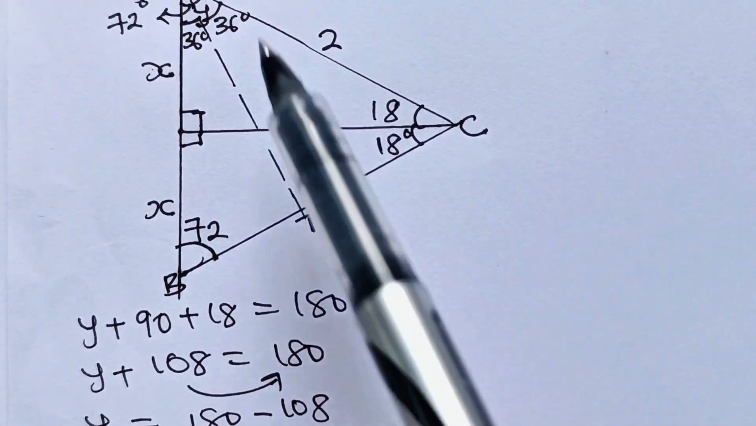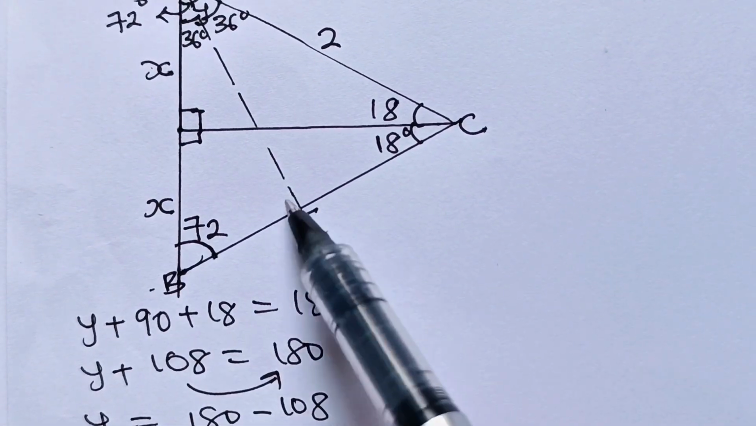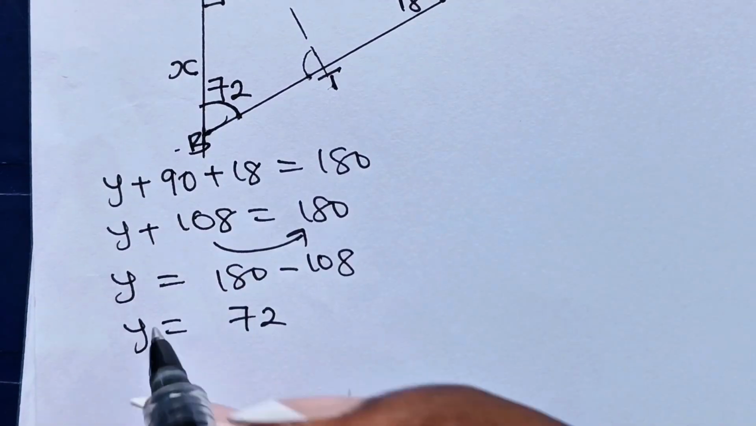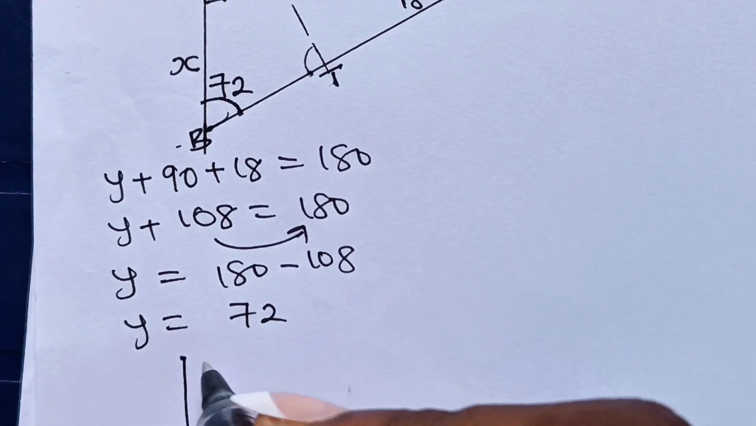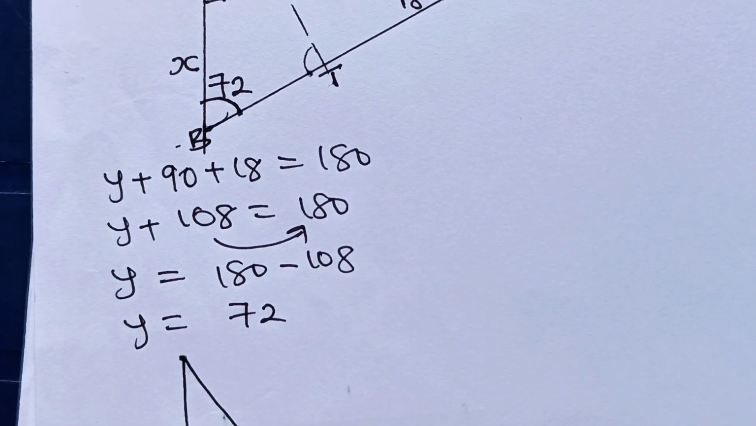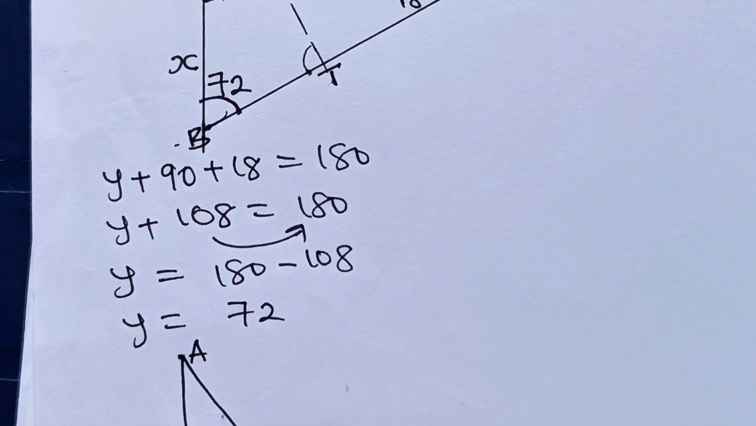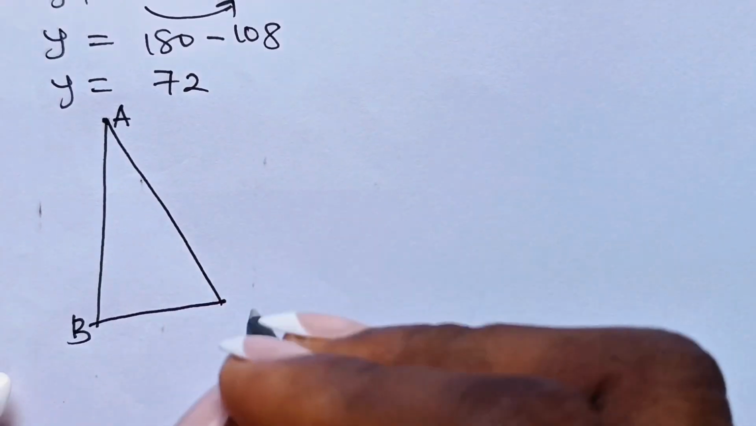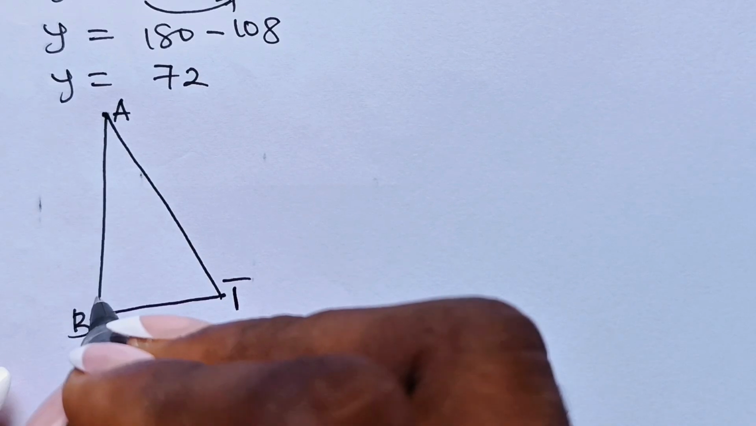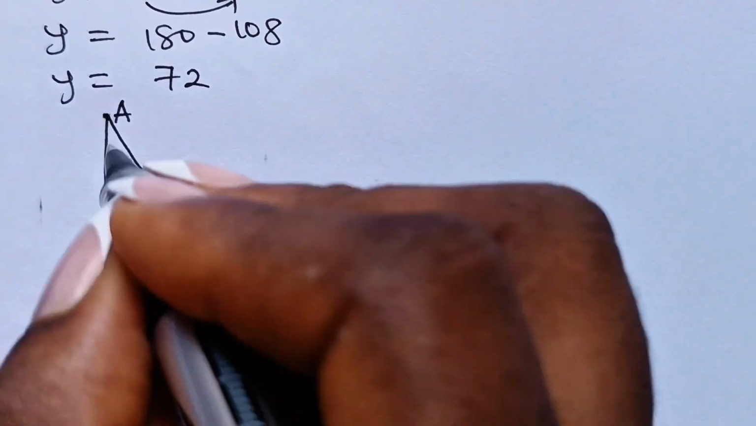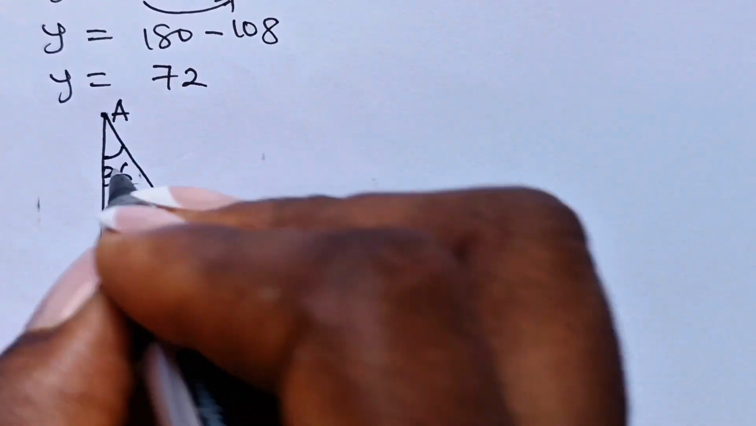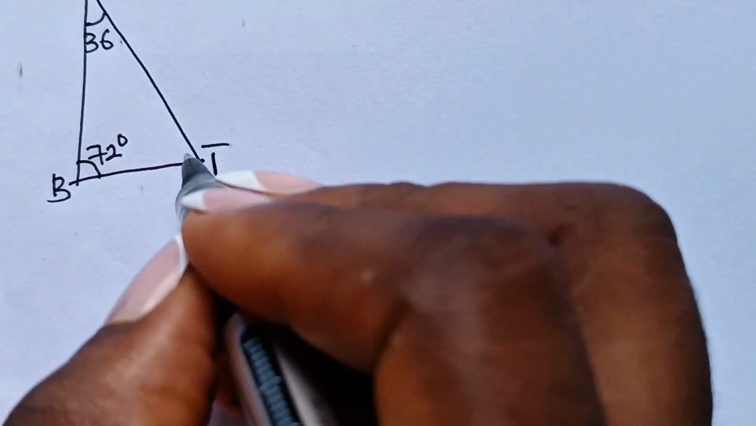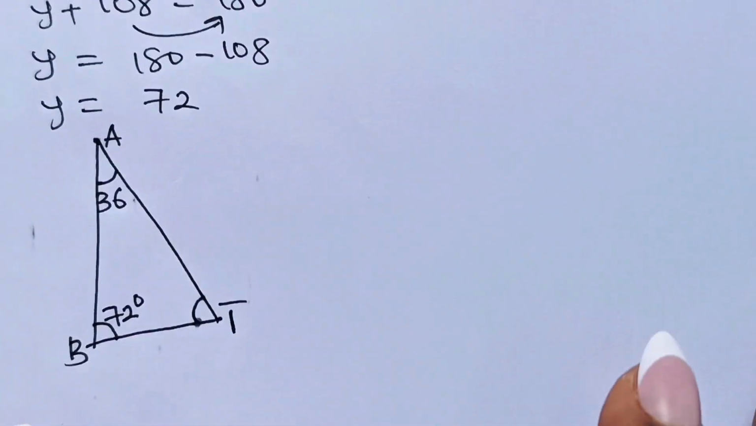Now, if we consider triangle ABT, we need to get this angle here. So for triangle ABT, let's draw that out. Permit me to use a freehand sketch. This is A, this is B, and this is T. This is 72 degrees, and this is 36, because it is half of this, so that is 36.